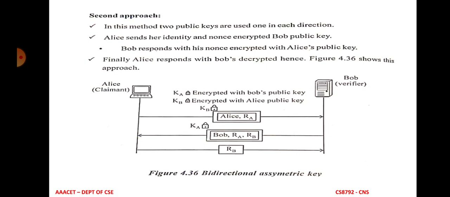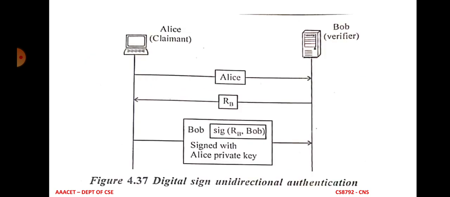So in the final step, Alice responds with Bob's decrypted nonce. So RB was sent from Bob to Alice in the second step. In the final step, Alice decrypts the value, RB's nonce value, which was sent from Bob to Alice. So this is bidirectional because in the last step, Alice only sent the message to Bob, and no return message was received from Bob. So here the digital signature concept is used in entity authentication.